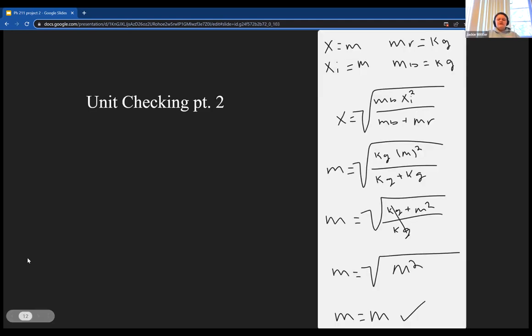So for our unit checking, we chose to use the distance of the first one to double check that our equations looked good. As you can see, we have our equation there. If you plug in units for all of that, you get meters equals the square root of kilograms times meters squared over kilograms plus kilograms. Once you simplify, you get meters equals the square root of kilograms times meters squared over kilograms, and those kilograms cancel out, leaving the square root of meters squared, which is meters equals meters, exactly what we're looking for.